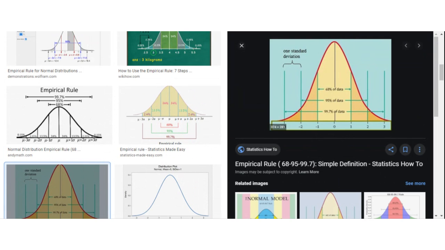That is 68%, and that's one standard deviation on either side of the mean. You see the mean is 0, 1 going over here, 1 going in this direction in the negative direction. So in between -1 and 1 standard deviation is 68% of the data.